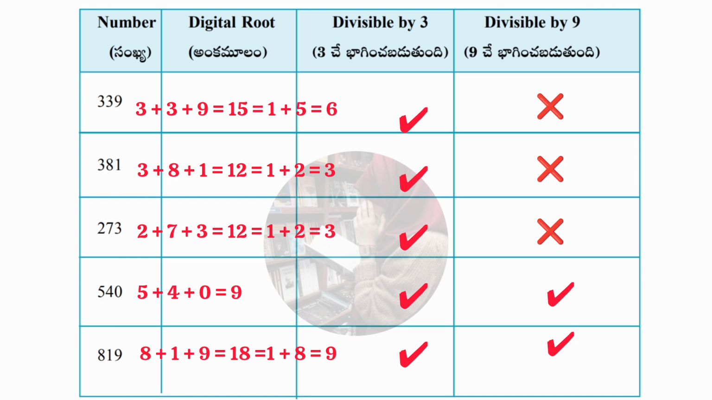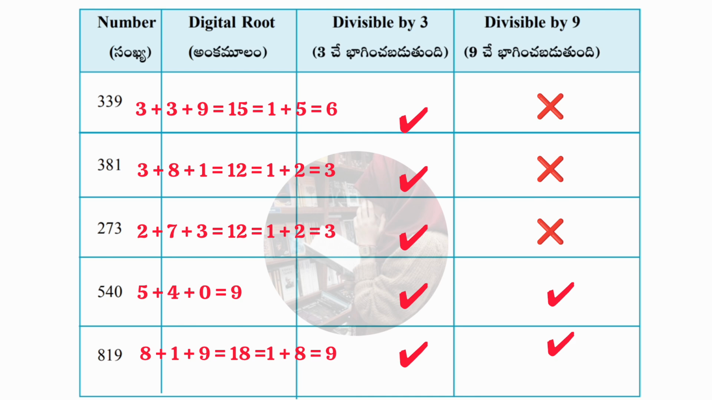Next number 381. 3 plus 8 plus 1, which is 12. Again do the addition. 1 plus 2 is equal to 3. So 3 is divisible by 3, that's why put a tick mark. And 3 is not divisible by 9, that's why put a cross mark.